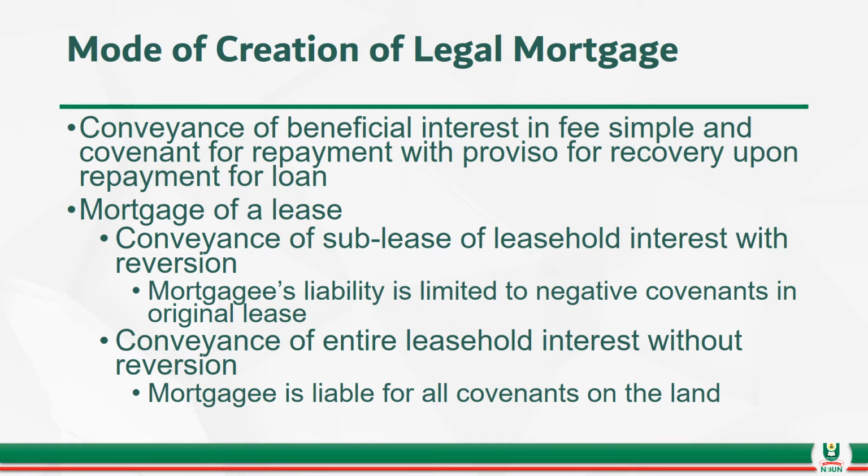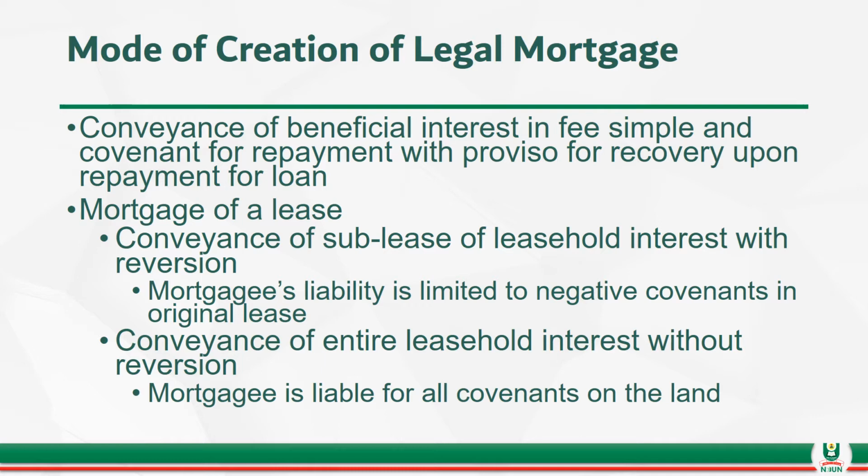First is the conveyance of beneficial interest in a land that is subject to fee simple land, together with a covenant for repayment of the loan, and then a proviso that upon repayment of the loan, the person who conveyed beneficial interest, that's the borrower, will be able to recover the fee simple interest. Now, you must note that the interest being conveyed here is the entire interest, not part of it.